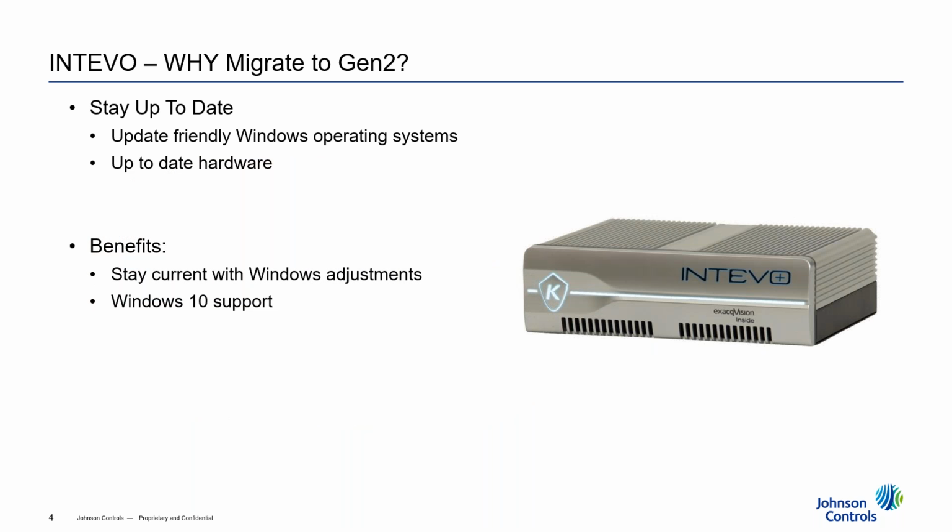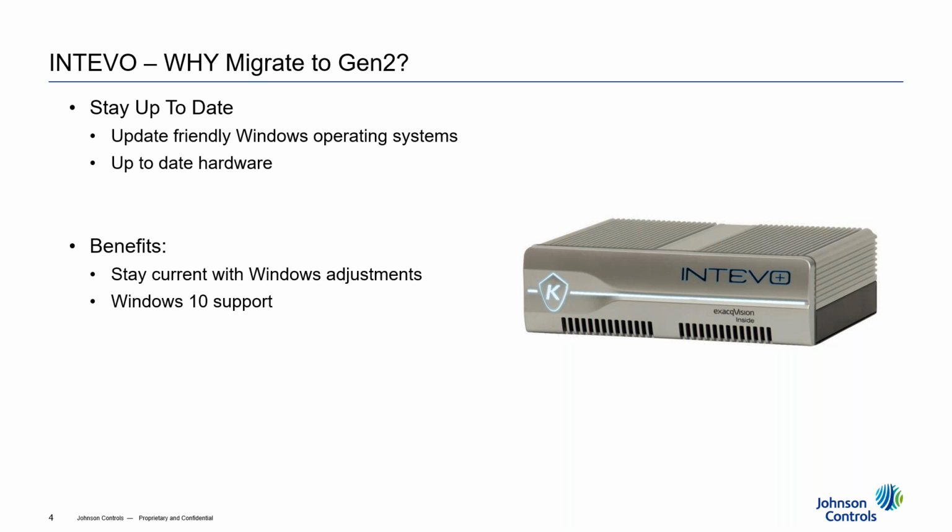Now, the difference between the two generations. The first iteration of the INTEVO came out about 8 or 9 years ago now, and it had some functional limitations with regard to video. The first thing you'll notice is the operating system on board. The first generation was a Windows 7 machine. The second generation is now a Windows 10 machine. The first iteration had 30 megabit of throughput for video on the compact. The second iteration has 144 megabit for the compact. For the advanced, there was 50 megabit throughput for video on the Gen 1. On the Gen 2, there's 275 megabit of throughput for video. As you can tell, we've ramped things up a bit.